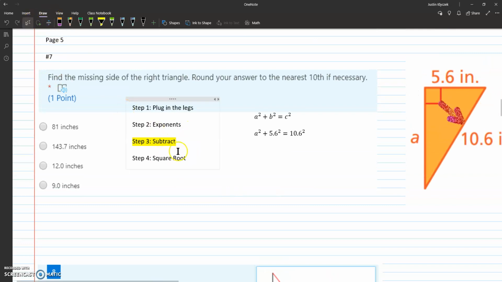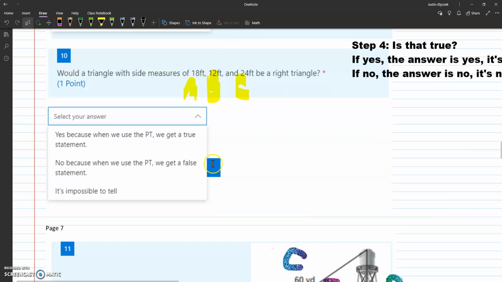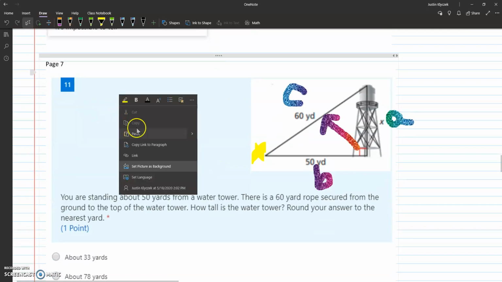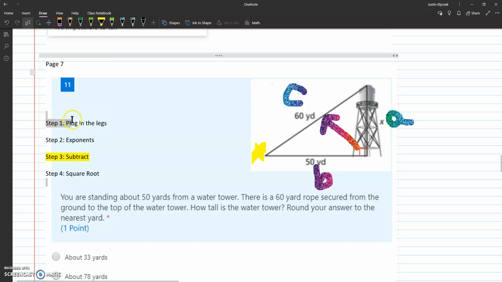So let's grab a copy of that for us. Go back down here. So here are the steps. We're going to plug in the legs, we're going to do the exponents, we're going to subtract, and we're going to do the square root. Oops, that's not plugging in the legs. We're going to plug in the leg and the hypotenuse. Sorry. Because C is the hypotenuse. So again, I would do A squared plus 50 squared equals 60 squared. Then follow those steps. Do your exponents, subtract, and square root, which you need a calculator for.